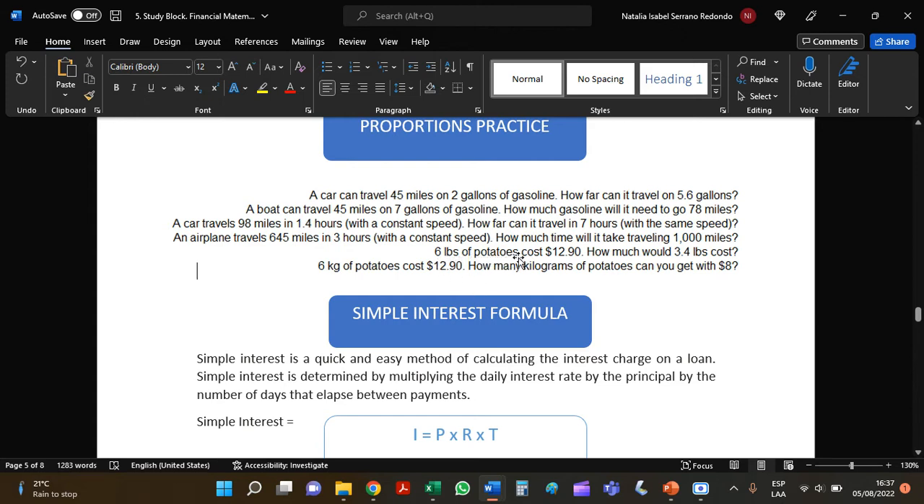6 pounds of potatoes cost $12.90. How much would 3.4 pounds cost? 6 kilograms of potatoes cost $12.90. How many kilograms of potatoes can you get with $8? Okay. Now remember, all the constants have to remain in the same line. You will have an X on the information that you don't know, but be careful on placing that X, okay?